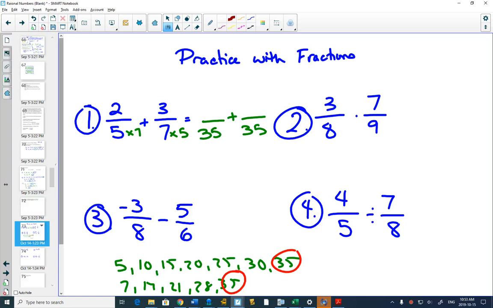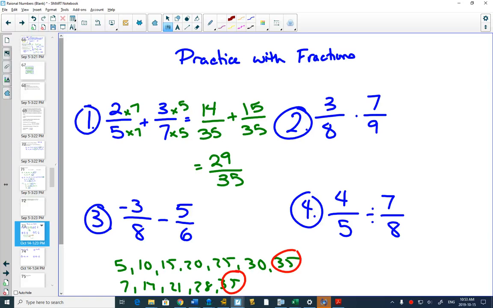Now, if I multiply the first fraction, the bottom, by 7, in order to keep the fraction the same, I need to multiply the top by 7. So this becomes 14 out of 35. And this one, if I multiplied the bottom by 5, I need to multiply the top by 5. And once you have a common denominator, 14 plus 15, 29 pieces. So our final answer is 29 out of 35.